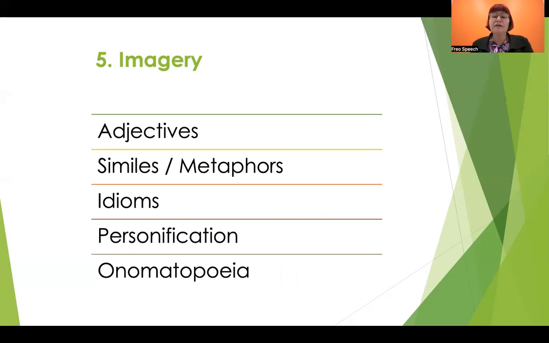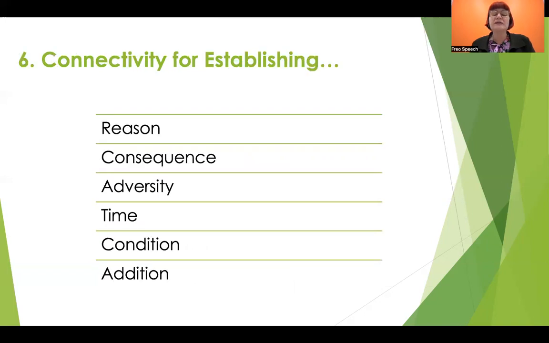Now for imagery, for setting or character or object: adjectives, pre and post, similes or metaphors, idioms, personification and onomatopoeia. Those five language devices create imagery. Number six is connectivity. We need sentences or parts of sentences to relate to one another. So this has to relate to this using a word in here, which is a connector of reason or consequence or adversity or time or condition or addition.